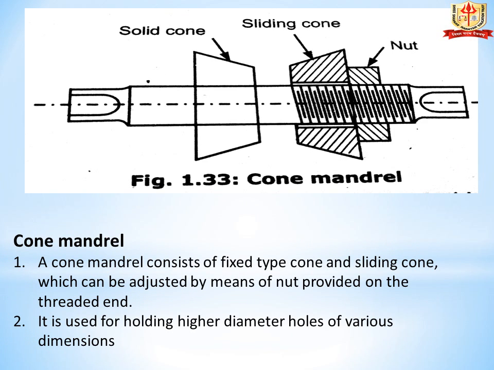Next mandrel is cone mandrel. First point, a cone mandrel consists of a fixed type cone and a sliding cone which can be adjusted by means of a nut provided on the threaded end. It is used for holding higher diameter holes of various dimensions.